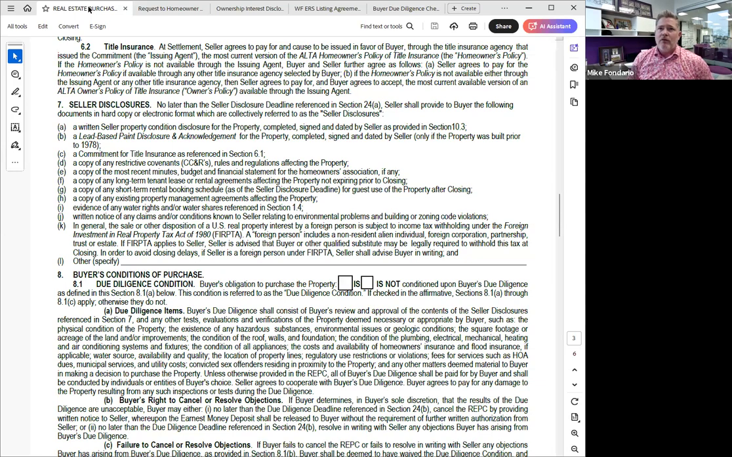Let's talk about agreements affecting the property. It says a copy of any long-term tenant lease or rental agreements affecting the property not expiring prior to closing, and a copy of any short-term rental booking schedule for guest use of the property after closing, and a copy of any existing property management agreements. That seems pretty standard practice.